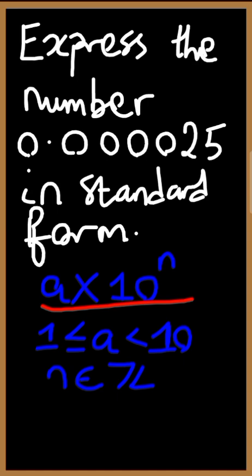First step, we are going to fix a decimal point immediately after the first non-zero digit of the number. The first non-zero digit of this number is 2. We are going to fix a decimal point immediately after 2. Next step, we have to count the number of digits from the new decimal point right up to the original decimal point. In this case, the counting will be done to the left. That means the power of 10, our n, will be a negative integer.